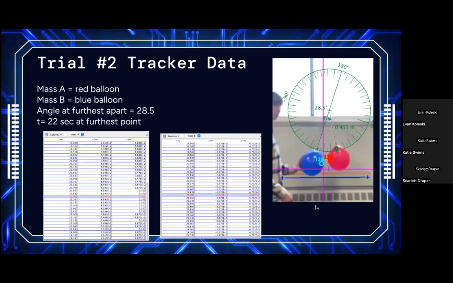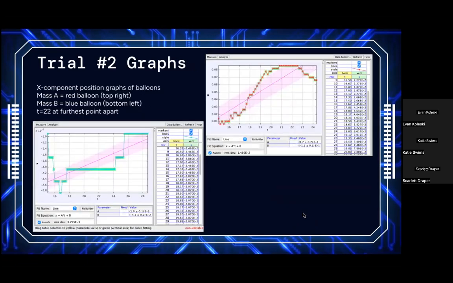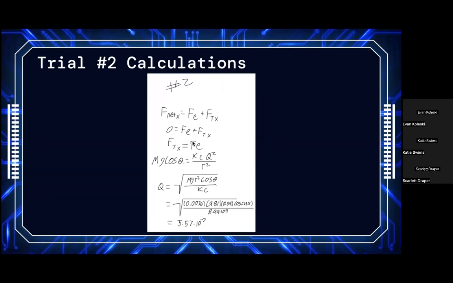So here's our Tracker data for trial number 2. Again, mass A is the red balloon, mass B is the blue balloon. The angle for these is 28.5, and the time that they are furthest apart is at 22 seconds. So that's when we measured the angle and the distance. And then here are the graphs measuring the x component of the position with the time at 22 seconds. And then for our second trial calculations, we use the exact same method, but just different information to calculate it.